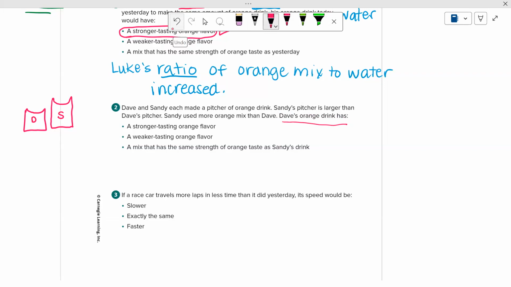No. Do we know how much orange mix Dave has? No. All we know is Sandy used more. So we cannot answer this. There's not enough information. Not enough information.